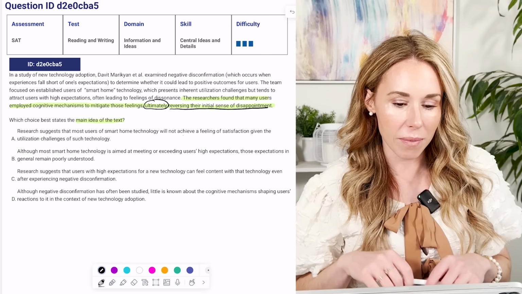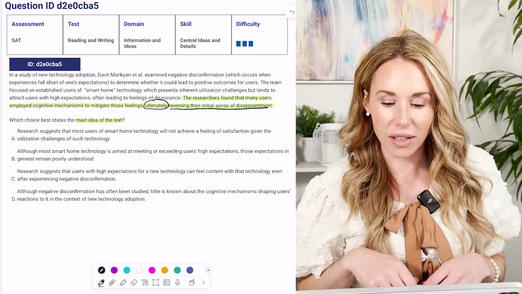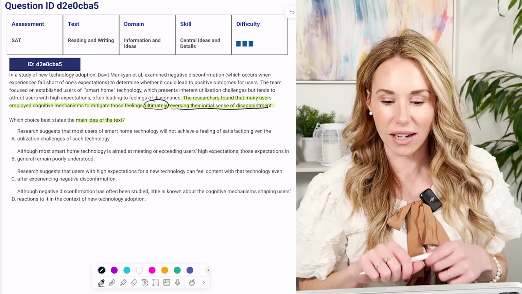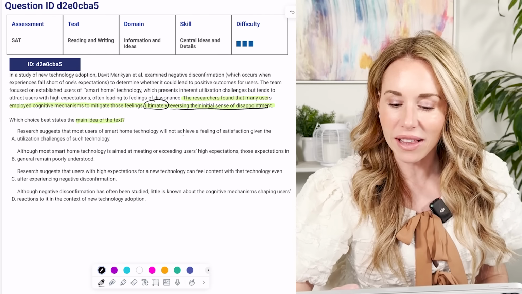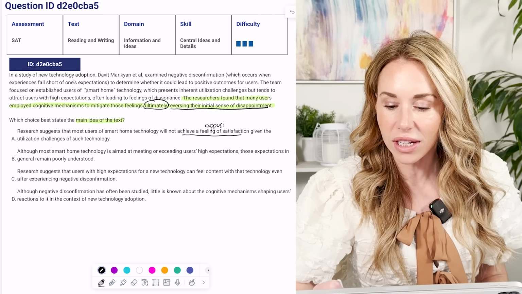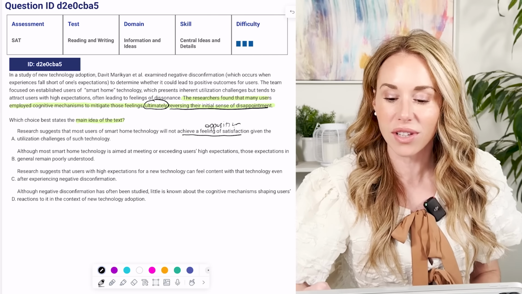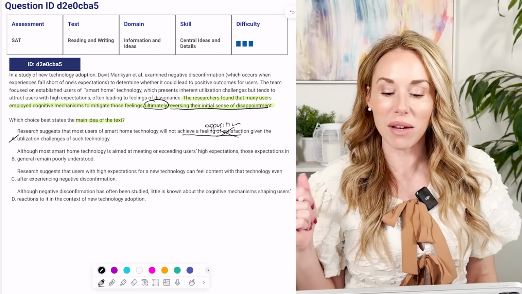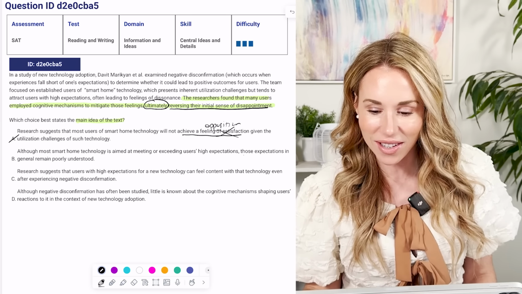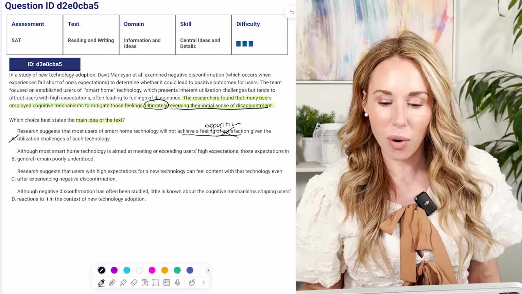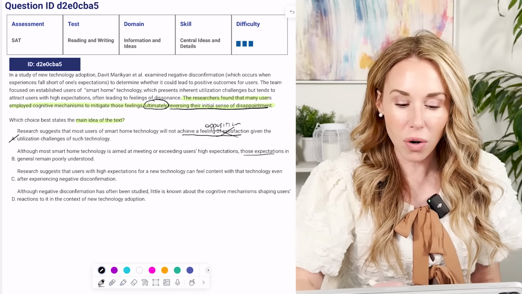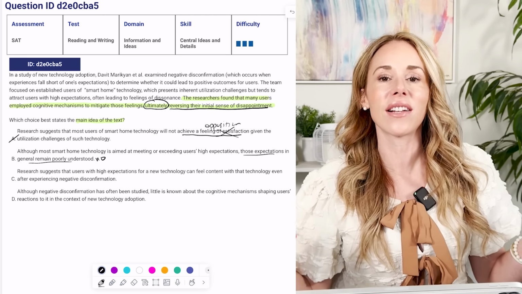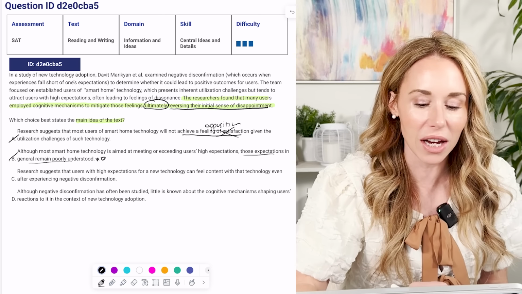So we have, A, research suggests that most users of smart home technology will not achieve a feeling of satisfaction given the utilization challenges of such technology. Well, no, this doesn't feel right. That almost feels like an opposite because if it's reversing a sense of disappointment, then they are going to feel satisfaction. So I'm going to get rid of A. B says, although most smart home technology is aimed at meeting or exceeding users' high expectations, those expectations in general remain poorly understood. Well, that's not true because we know that they had an expectation. They were initially disappointed. So there's nothing in the last sentence that says that it's poorly understood or they don't know enough. We're going to get rid of B.